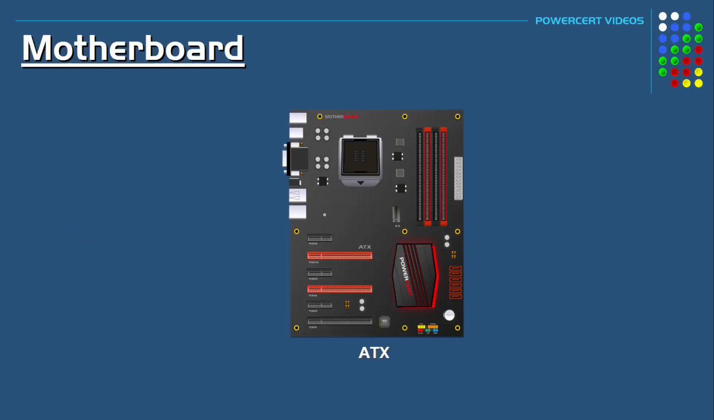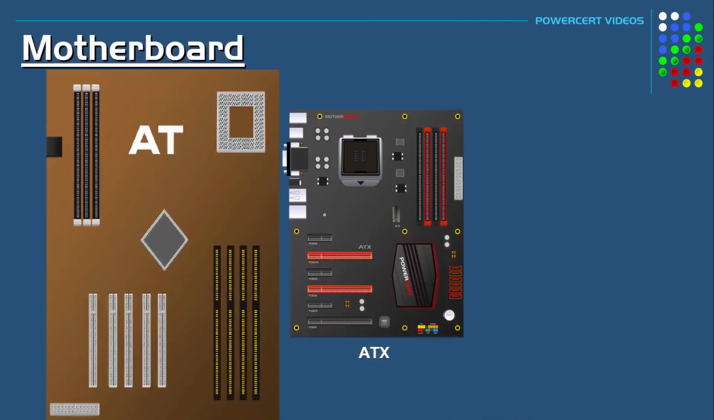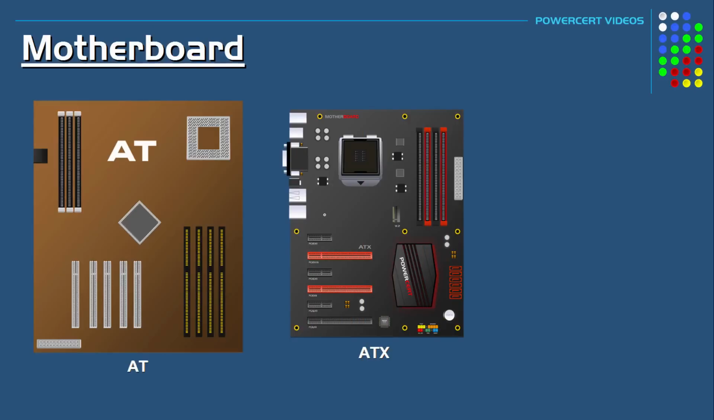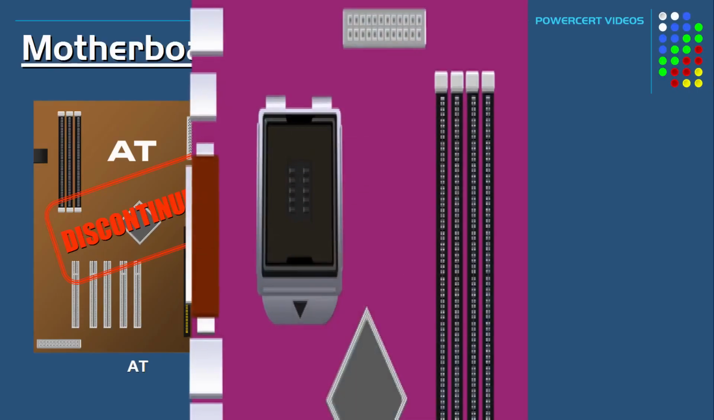Now, prior to the ATX was the AT form factor. AT stands for Advanced Technology, and this was used in the 1980s and was developed by IBM. AT motherboards are 12 by 13.8 inches in size, and they are no longer in development since the succession of the ATX. Another version of the ATX motherboard is the Micro ATX.